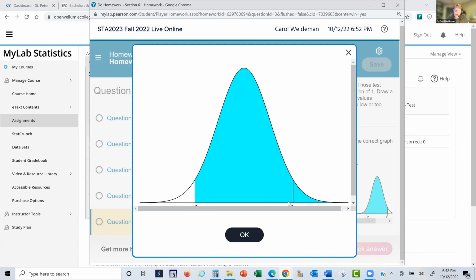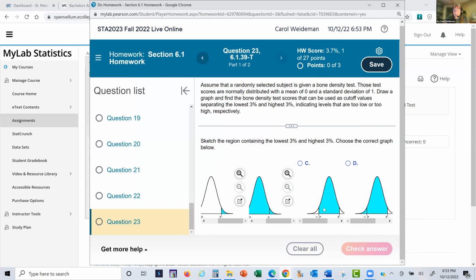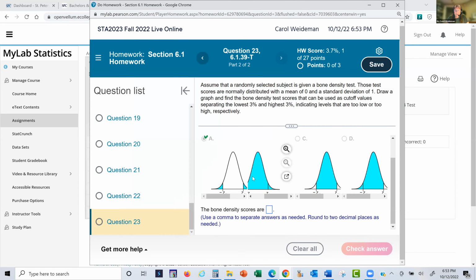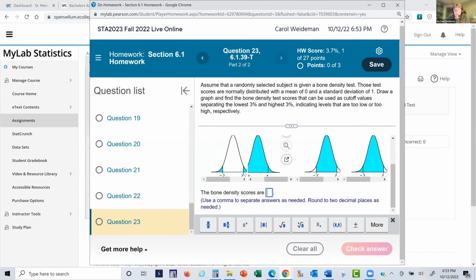Okay, that's not having a top and a bottom, is it? That only looks like it's having a top. This one looks like it has a between, and this one looks like it only has a bottom. So it looks like it's going to be answer A, right? Looks like a good answer. Okay, now we want to find out what it is. So we want to find the two bone density scores that correspond to those points right there.